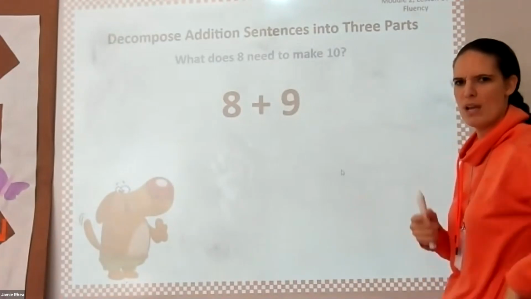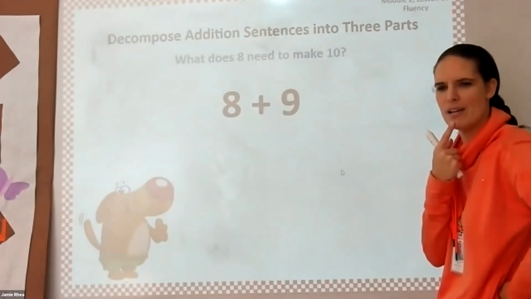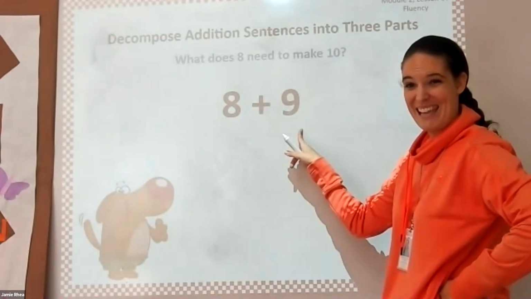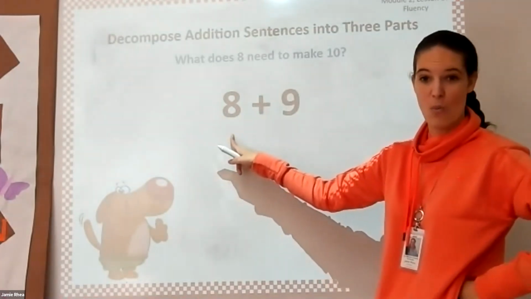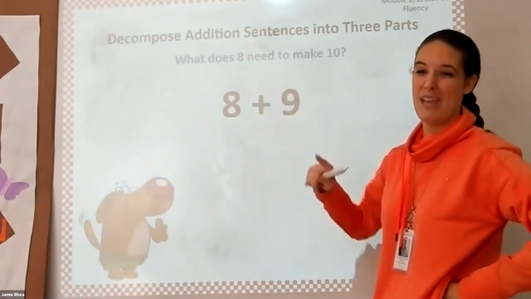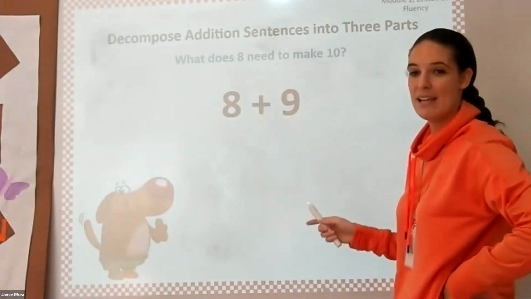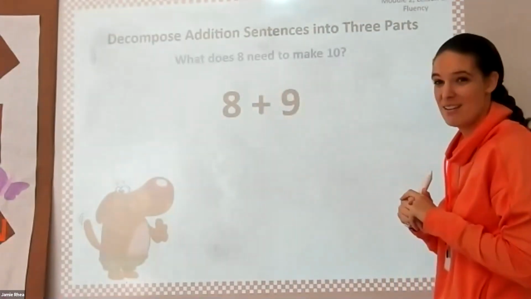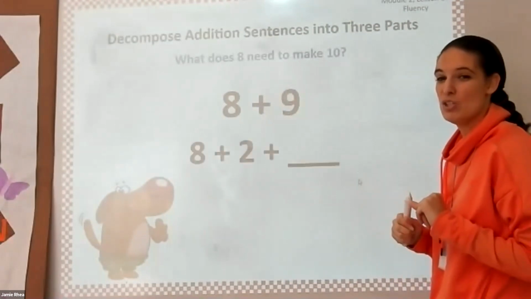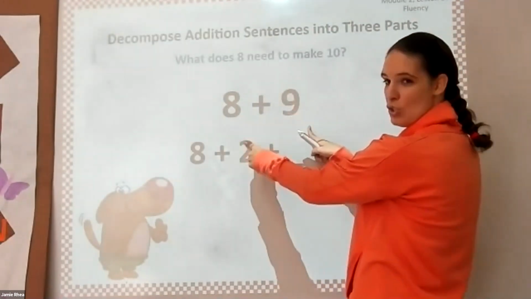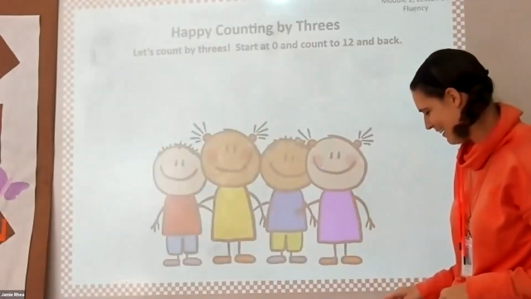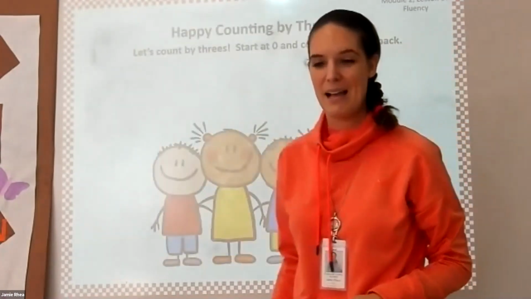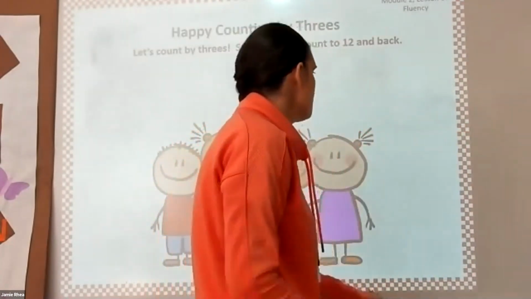8 and 9. Ooh, now this is a tricky one. Could I solve for 10 to make with 9 or 8? I could do either one, but this one wants us to do 8. Let's do 8. Okay, so if I break that down, I need how many more? I need 2 more. 8 plus 2, break down that 9, 2 and 7. All right, guys, good job. Now, I'm going to go ahead and move us on.